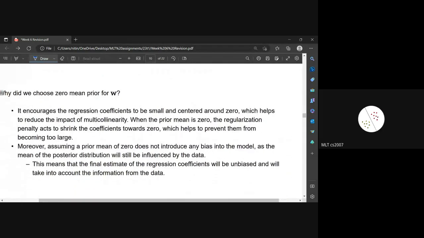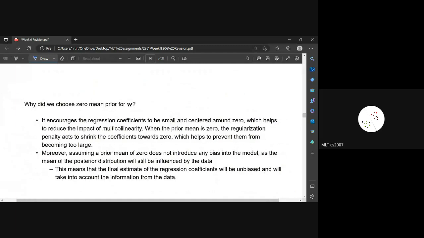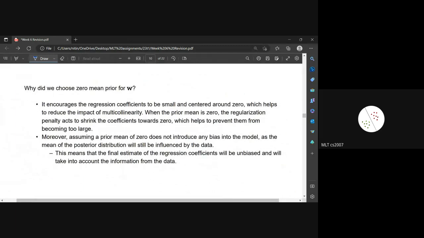Okay, so why did we choose 0 mean? Zero mean makes sure that the regression coefficients become small and centered around zero. So it again reduces the impact of multicollinearity. And when we choose zero mean for the prior for W, the posterior mean again is not affected. It's again centered around zero, and it means that those weight vectors you are trying to shrink towards zero, right? So that is why we choose zero mean for the prior for W.